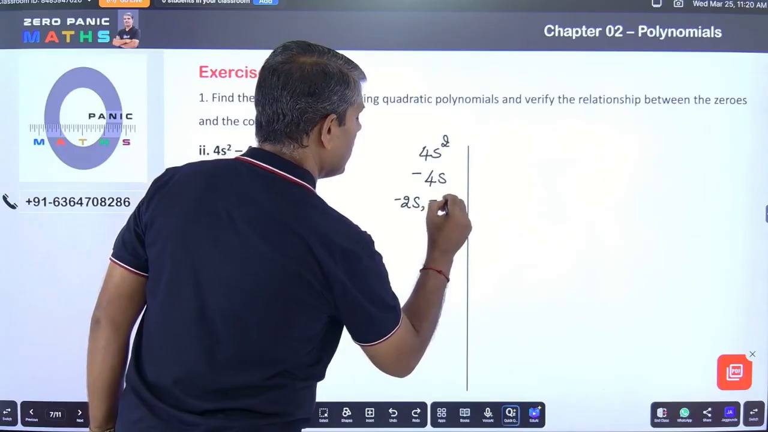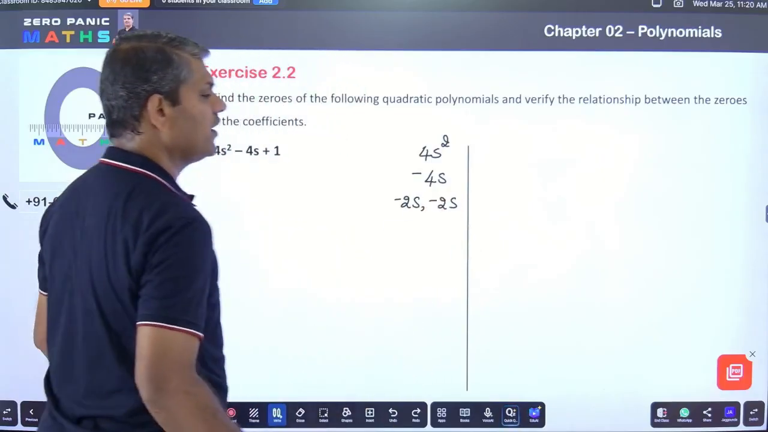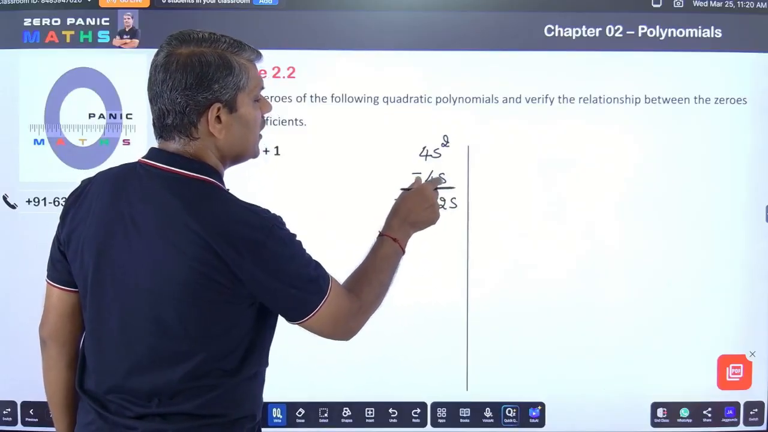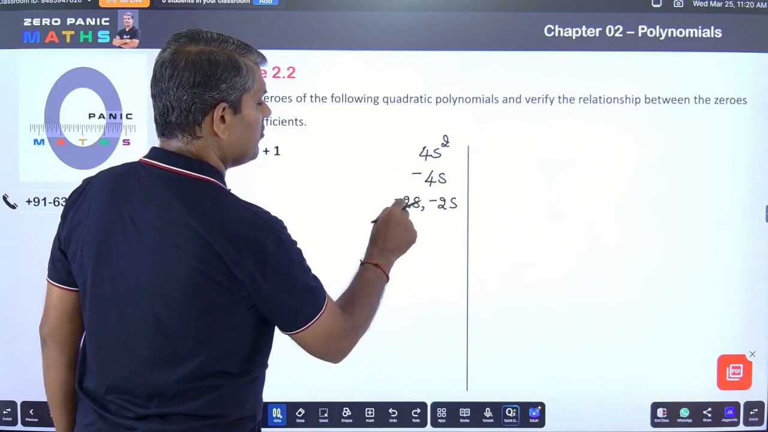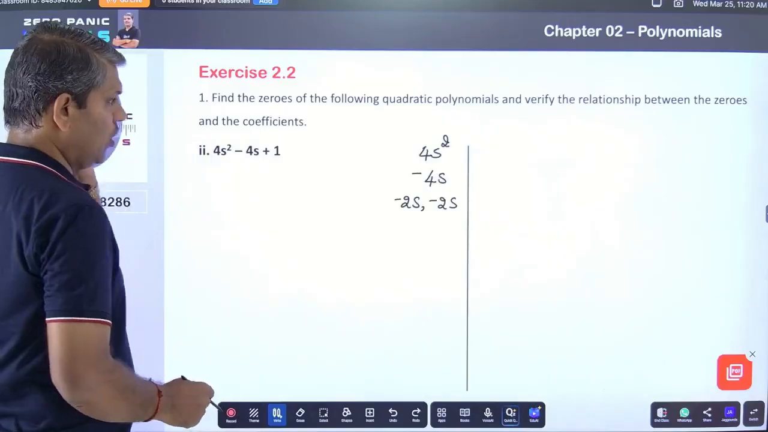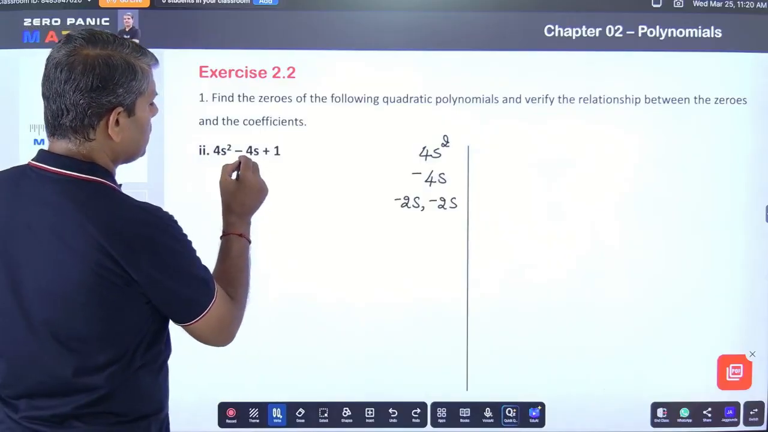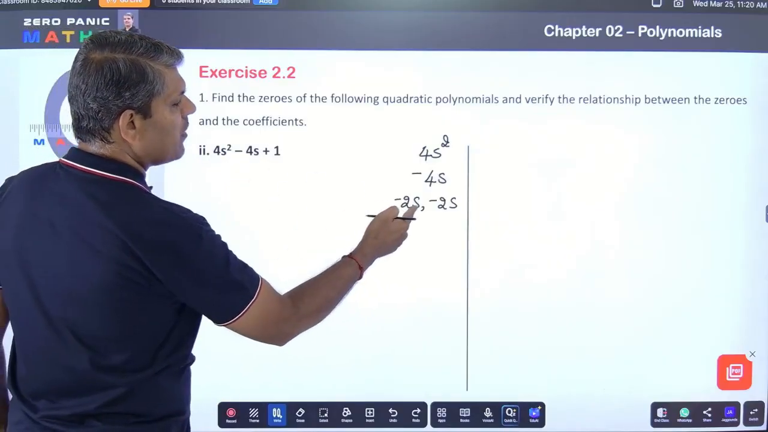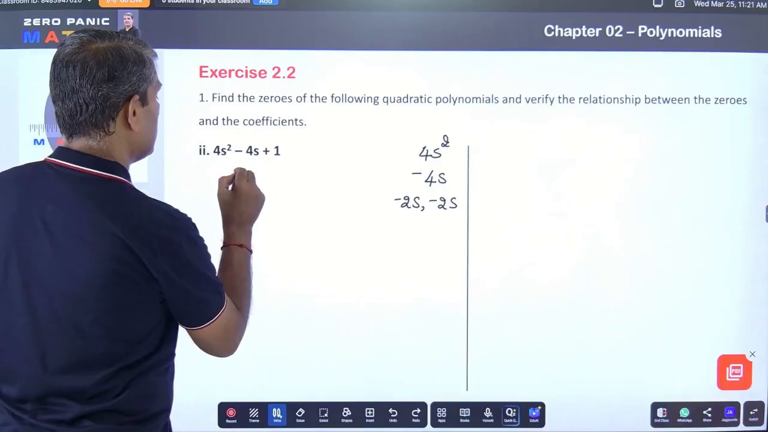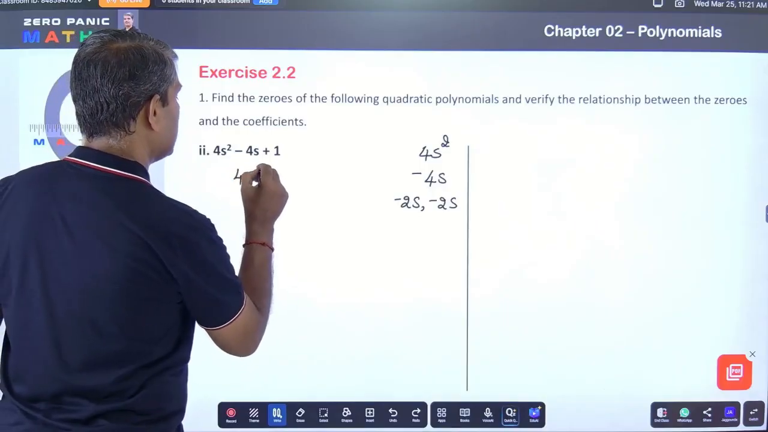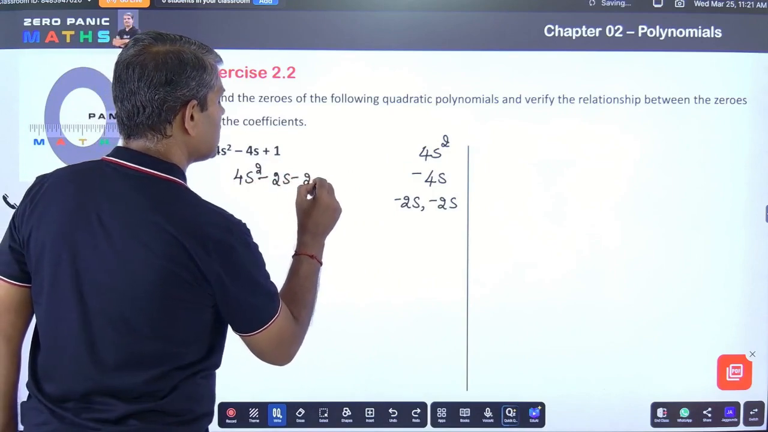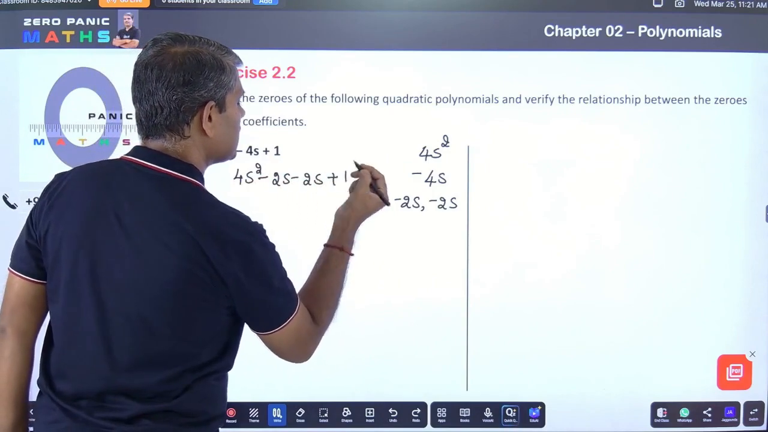So I have minus 2s and minus 2s. You can see that minus 2s and minus 2s, if you sum up, comes to minus 4s, and their product is 4s square. So I'm going to split the middle term as minus 2s minus 2s. Let us quickly do that. 4s square minus 2s minus 2s plus 1.